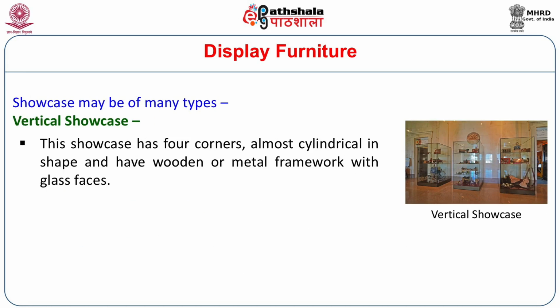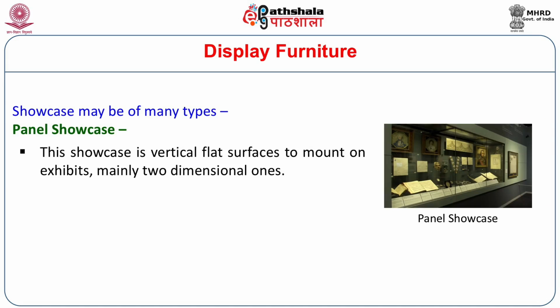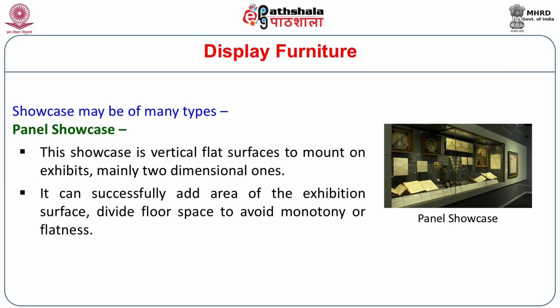There are also vertical showcases. This showcase has four corners, almost cylindrical in shape, and has a wooden or metal framework with glass faces. These are placed at the center of the exhibition gallery so that exhibits placed inside can be observed from all directions in the gallery. Panel showcase is a vertical flat surface to mount an exhibit, mainly two-dimensional ones. Here is a glimpse of a panel showcase. It can successfully add area to the exhibition surface, divide floor space to avoid monotony or flatness, etc.